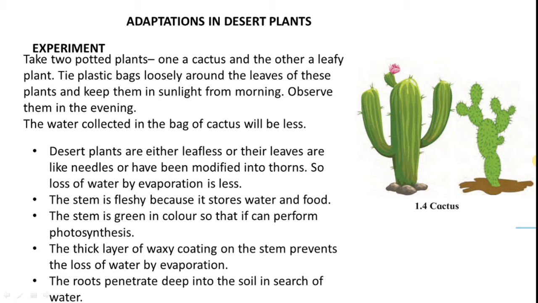The stem is fleshy because it stores water and food. The stem is green in color so that it can perform photosynthesis. That means the green color of the stem contains chlorophyll, so it can prepare its own food. The thick layer of waxy coating on the stem prevents the loss of water by evaporation. So that is the advantage of this waxy coating on the stem. The root penetrates deep into the soil in search of water.